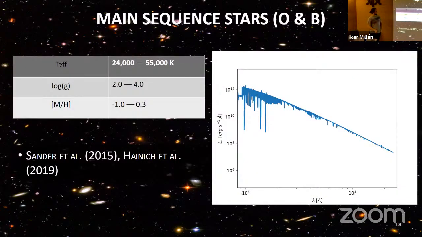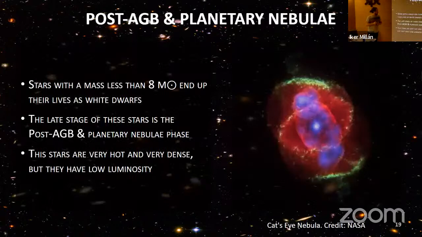And their spectrum is much steeper and very hot, and they have a very strong ionizing profile. So we are using an effective temperature range of 24,000 to 55,000 K with a more limited surface gravity range, and then the same ones from Sander et al. 2015 and Heinrich et al. 2019.